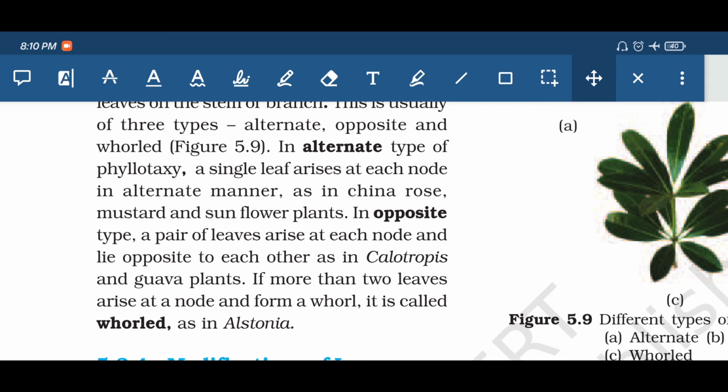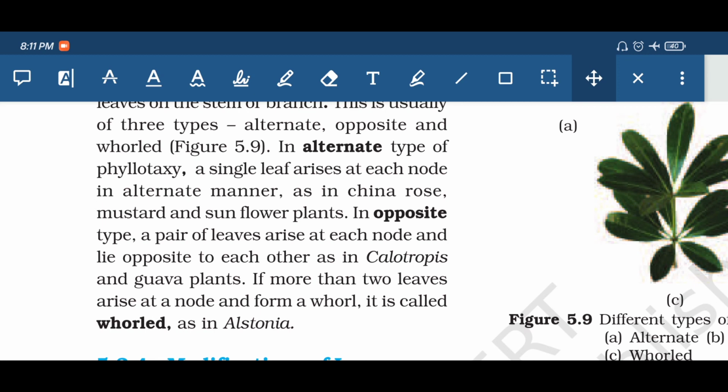Next, in the opposite type, a pair of leaves arises at each node and lies opposite to each other, as seen in Calotropis and guava plants. In Calotropis, which is very commonly available over here, a pair of leaves originates from one single node. A pair of leaves means two leaves, and they are opposite to each other. If one is on the right hand side, the other will be on the left hand side, totally opposite.